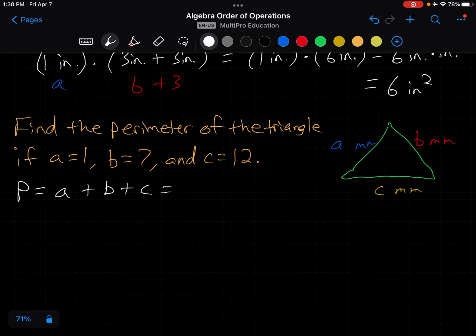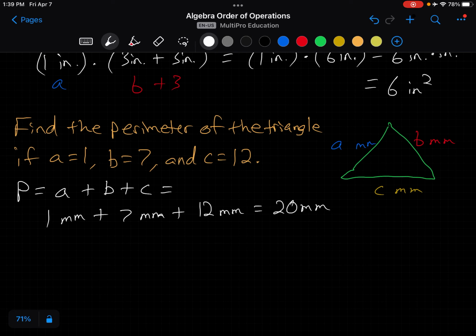All right, so let's add these up. So we have 1 millimeter plus 7 millimeter plus 12 millimeter. So 1 plus 7 is 8. 8 plus 12 is 20. 20 millimeters is the perimeter of the triangle.